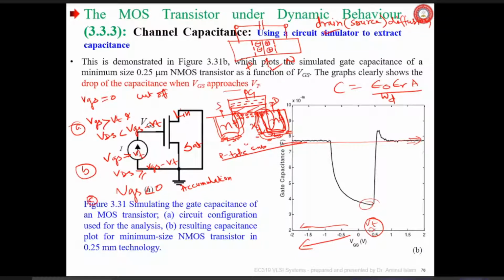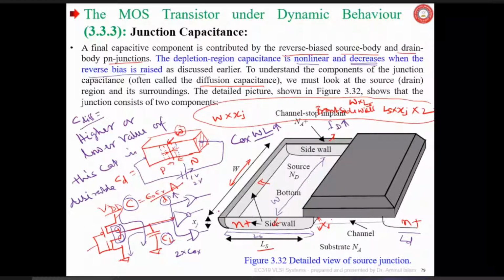Even if the source side is not biased, there will still be a depletion layer because of the concentration gradient. Yes or no? Yes, sir. So we are talking about that capacitance around the drain or around the source. To find out the capacitance, what do you need? The area.